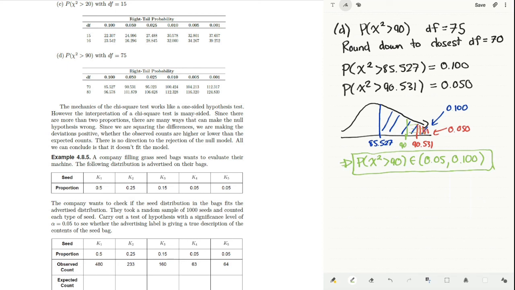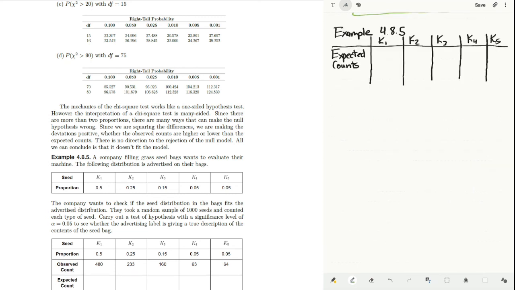So let's take a look at some examples of a chi-squared goodness of fit test. Suppose a company that fills grass seed bags wants to evaluate their machine. The following distribution is as advertised on their bags. We're given 5 different seeds with the proportions of each seed. Now the company wants to check if the seed distribution in the bags fits the advertised distribution.